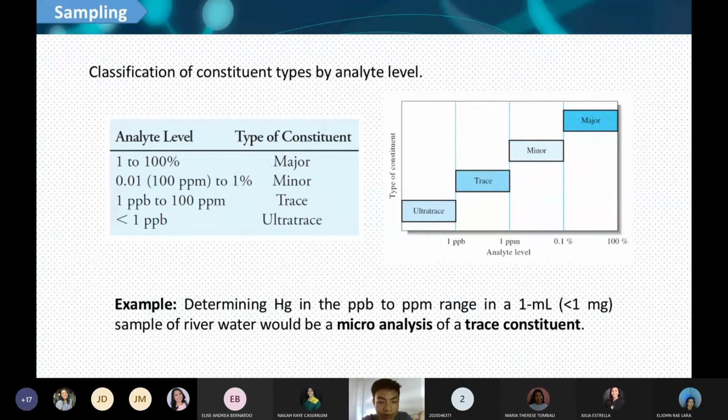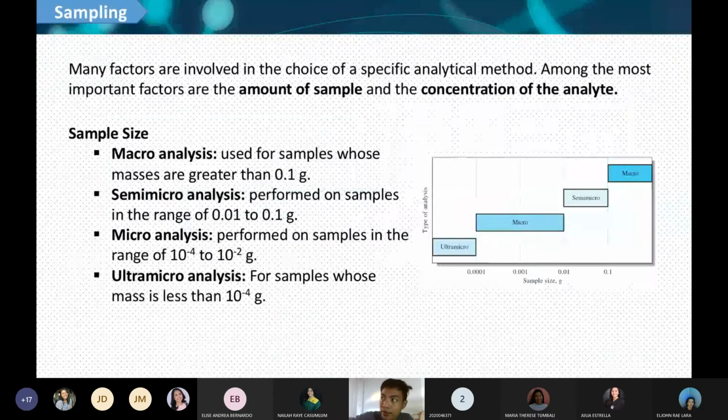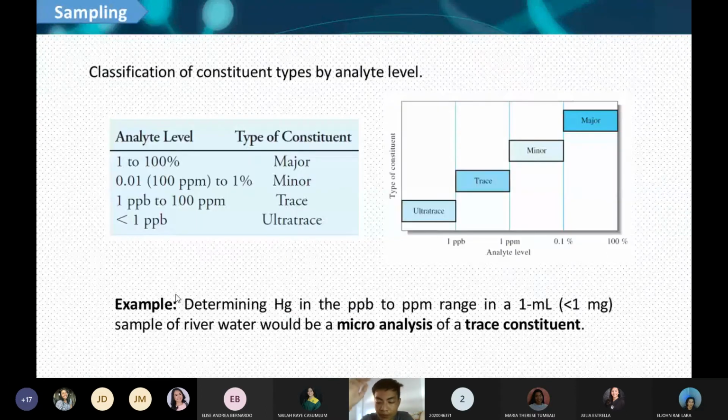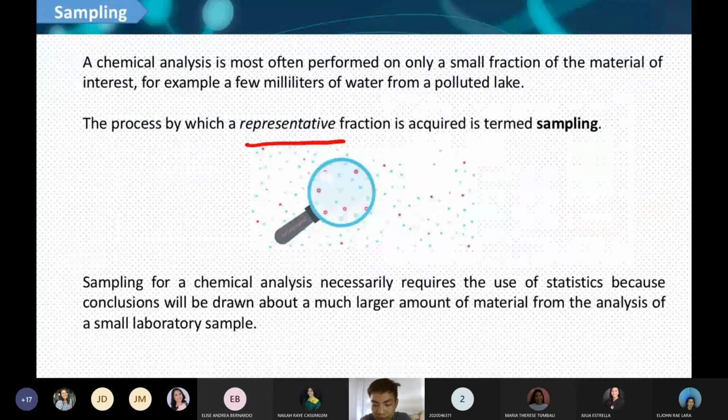So, yung mga analytes nyo, yung solutes sa sample nyo or sa solution nyo, depende sa concentration nila, you can classify them as major, minor, trace, or ultra trace constituents na. Okay. So, they are actually similar with this one. Okay. Itong nandito. So, yan.